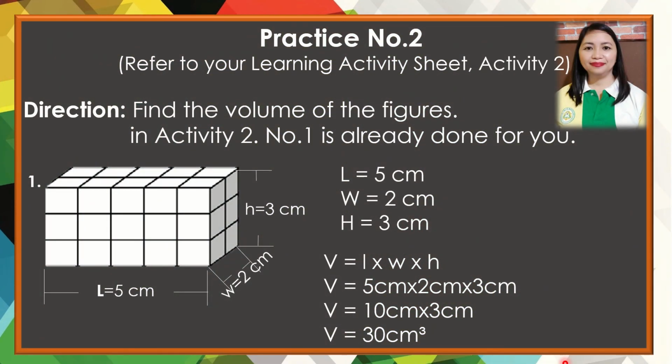For practice number 2, refer again to your learning activity sheet for your last activity, activity 2. Direction, find the volume of the figures in activity 2. Number 1 is already done for you. You will answer number 2, 3, 4, 5, 6. So, for number 1, you will state the length, the width, and the height. Find the length, 1, 2, 3, 4, 5. That would be 5. Then the width, 1, 2, so that would be 2 centimeters. Then the height is 1, 2, 3, 3 centimeters.